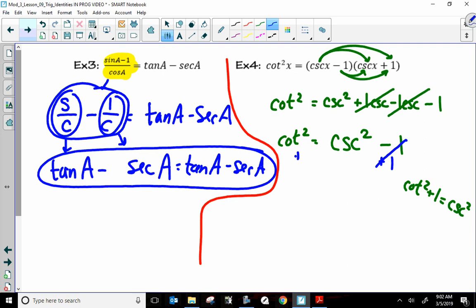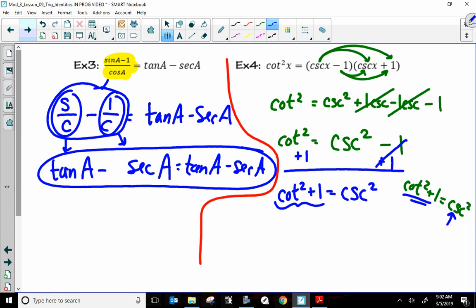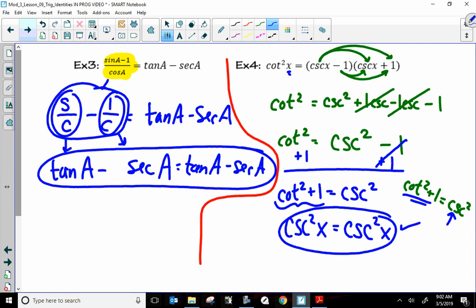So I've got cotangent squared plus 1 equals cosecant squared. And this, based on our equation, one of our Pythagorean identities, a version of it, is cosecant squared of x. Very, very good. Now, if you wanted to, I could have. You know, I have the cotangent squared here. I said, well, I'd like it to equal cotangent squared because that's what they give us.